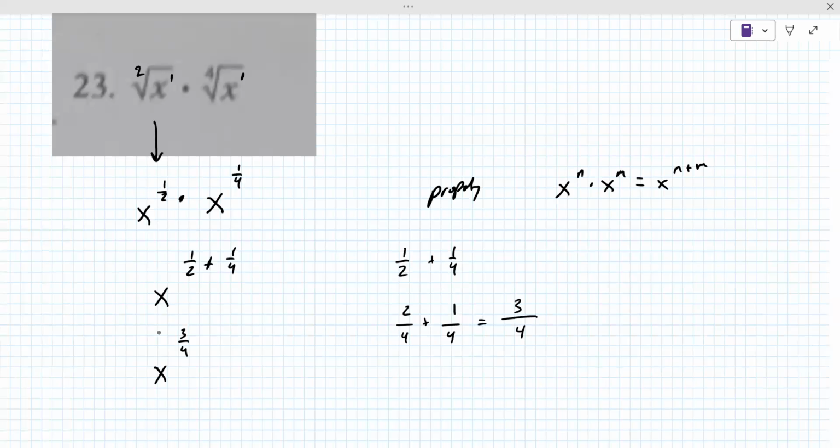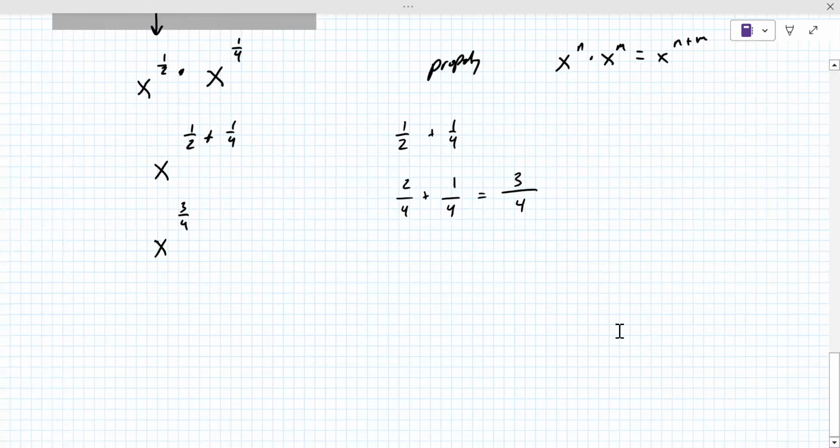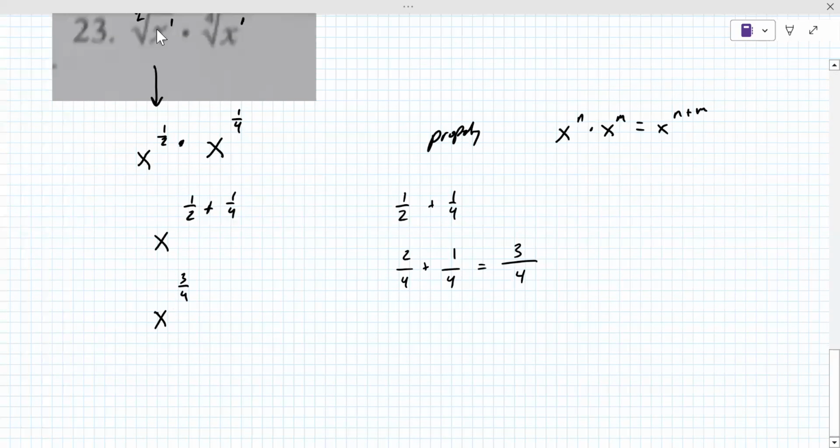But according to the instructions, we need to actually write it in the root form. So you have to be able to go backwards. Like the fact that square root of x is 1/2, we need to go backwards. We need to know where to put each of those numbers. So is the 4 or the 3 the index that goes here? The 4. Yes. And then the 3 must go in the other place. And that looks to be your final answer for that.